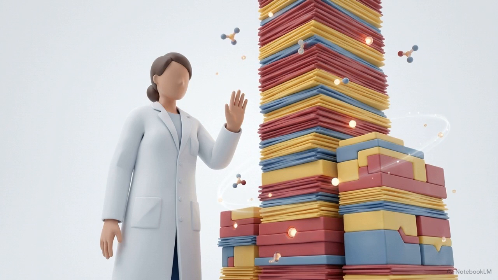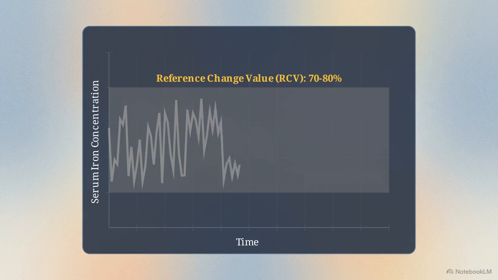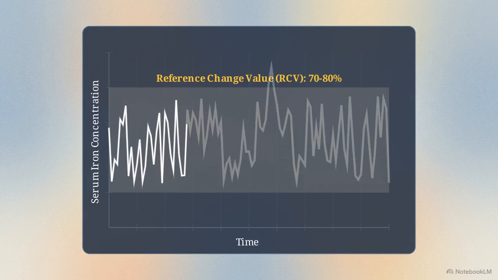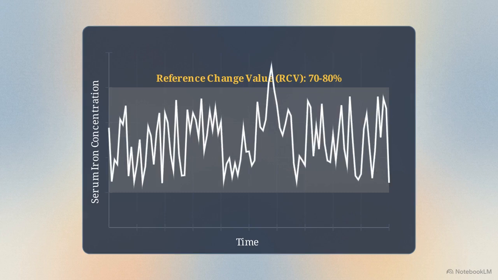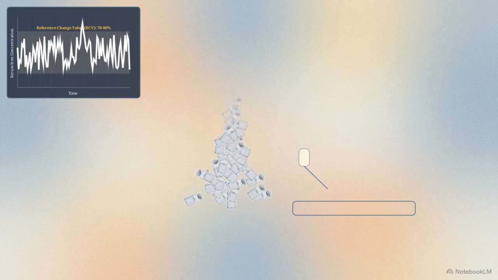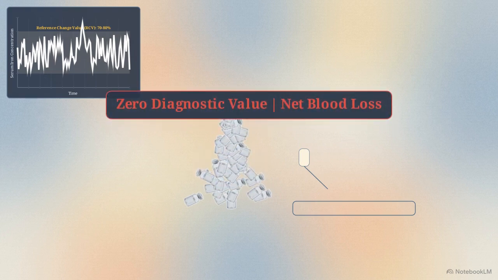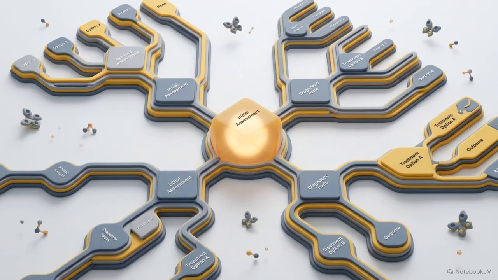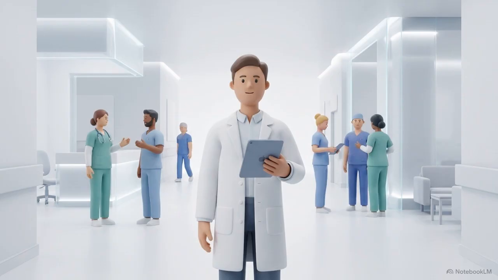But stewardship also requires knowing when to stop testing. Because the reference change value for native iron hovers between 70 and 80%, minor biological fluctuations easily mask true physiological shifts. Ordering repeated daily iron profiles on stable medical wards offers zero diagnostic value while continually depleting the patient's blood volume. By mastering the intricacies of the hepcidin architecture and enforcing rigorous algorithmic logic, the clinical pathologist actively guides the hospital away from diagnostic illusions, ensuring every intervention is grounded in physiological reality.